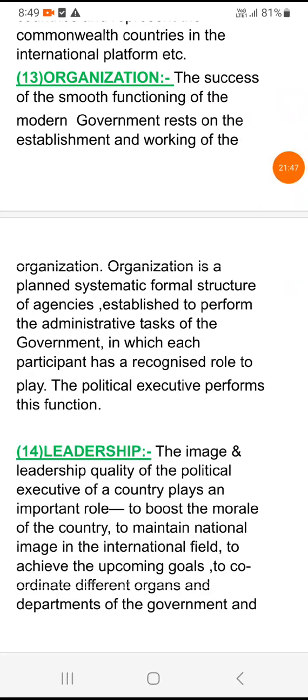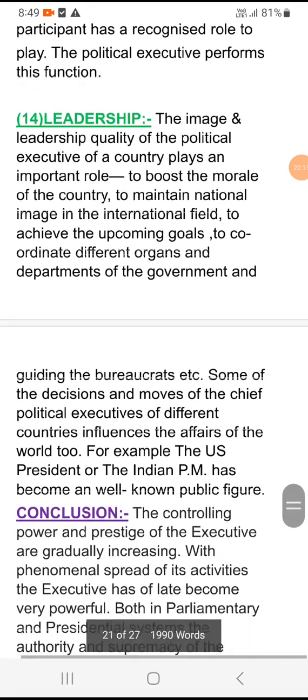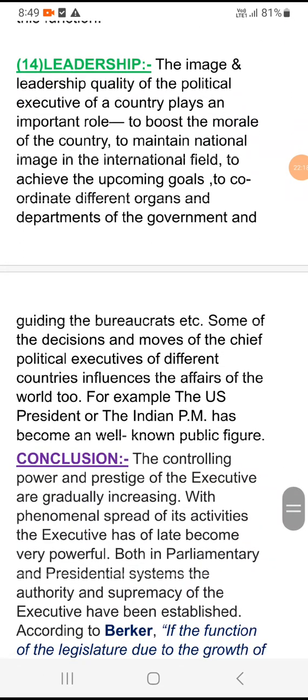Number 13. Organization. The success of the smooth functioning of the modern government rests on the establishment and working of the organization. Organization is a planned, systematic, formal structure of agencies established to perform the administrative task of the government, in which each participant has a recognized role to play. The political executive performs this function.